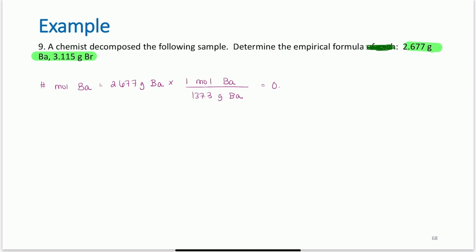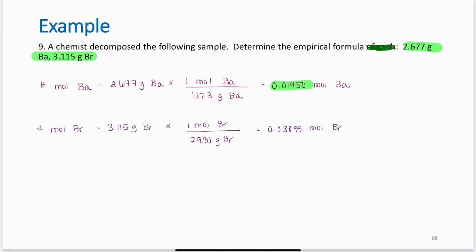This gives me 0.01950 moles of barium. Number of moles of bromine, 3.115 grams bromine. 1 mole of bromine weighs 79.90 grams. This gives me 0.03899 moles of bromine.